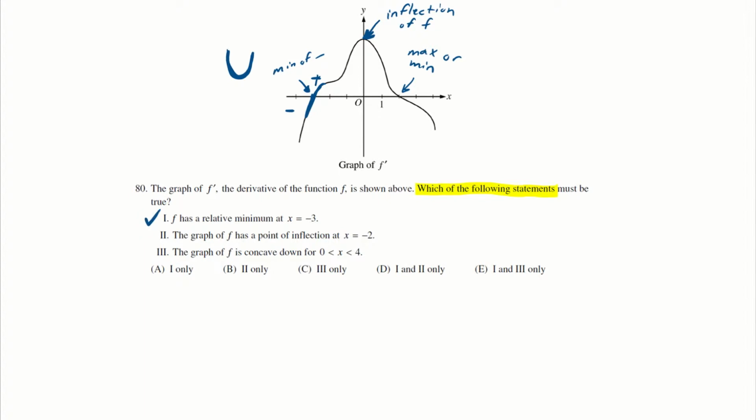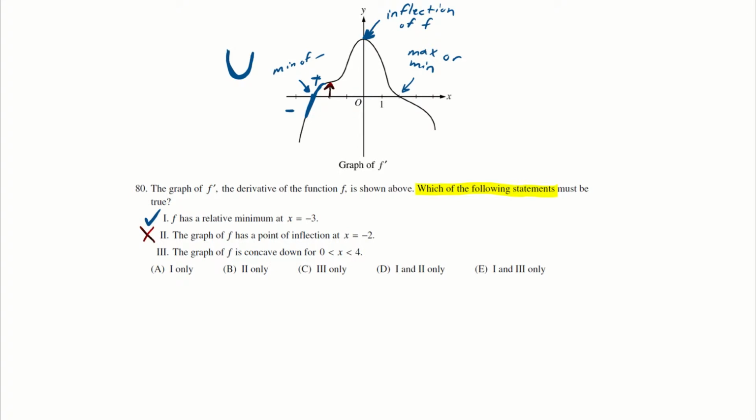Point 2. The graph of f has a point of inflection at x equals negative 2. We go to x equals negative 2, we see this. It is not a max or min on our graph, so we're like, no, that does not work. It is a point of inflection on f prime, but it's not an inflection point on f, the original function.